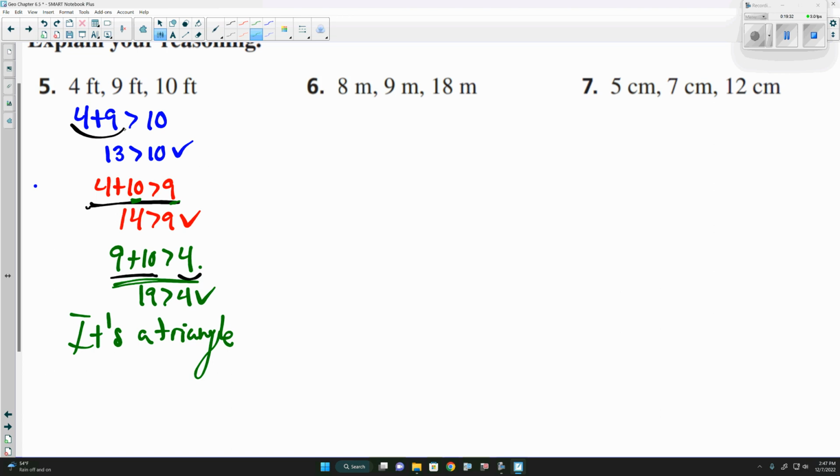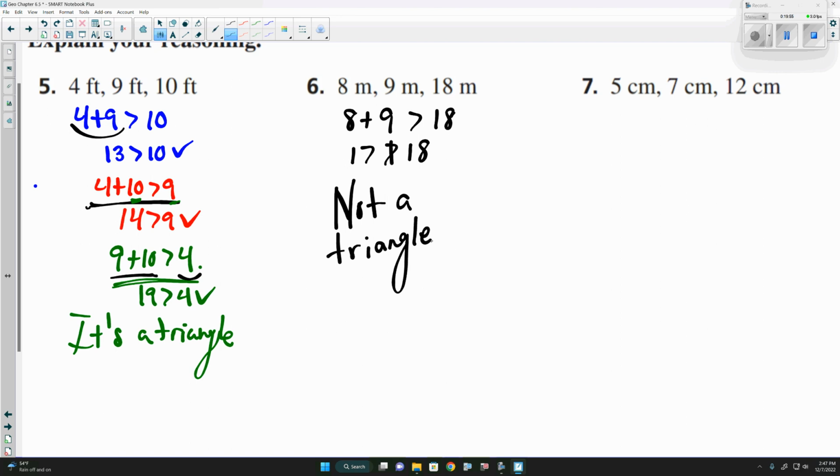Because if we look at the middle one, so we're looking at the two smaller sides, 8 plus 9, to see if it's greater than 18. 8 plus 9 is? Not a triangle.